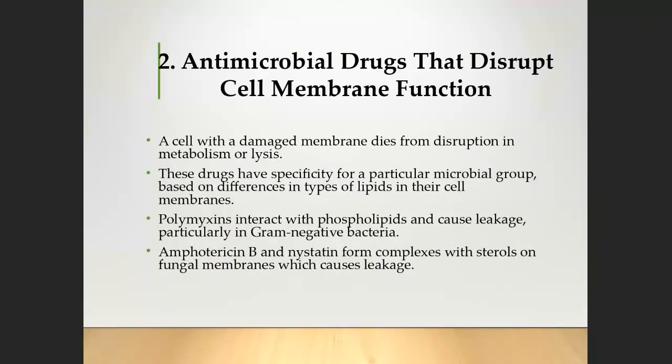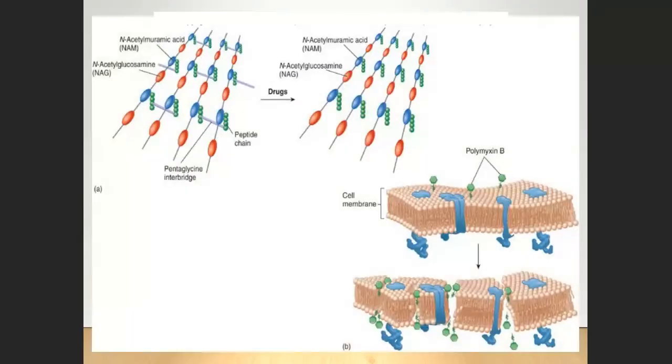Now, the drug that destroys the cell membranes, for example, is polymyxin. So this polymyxin actually separates the lipids, the phospholipid bilayer, and also causes leakage from the cell. Okay, so this one is usually used for gram-negative bacteria. So this polymyxin actually breaks the cell membrane.